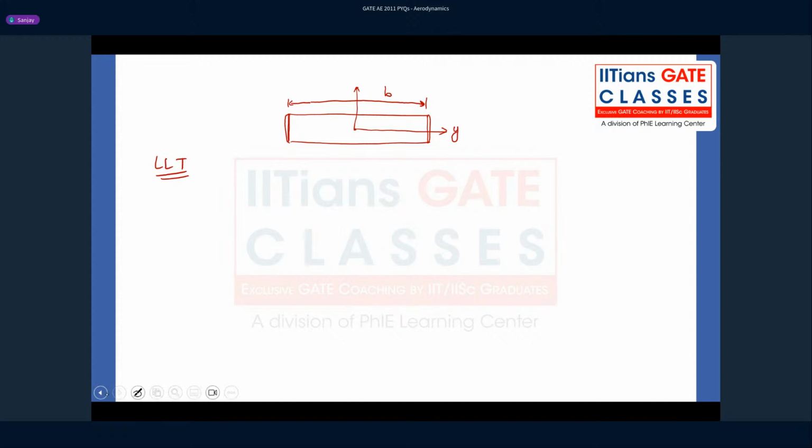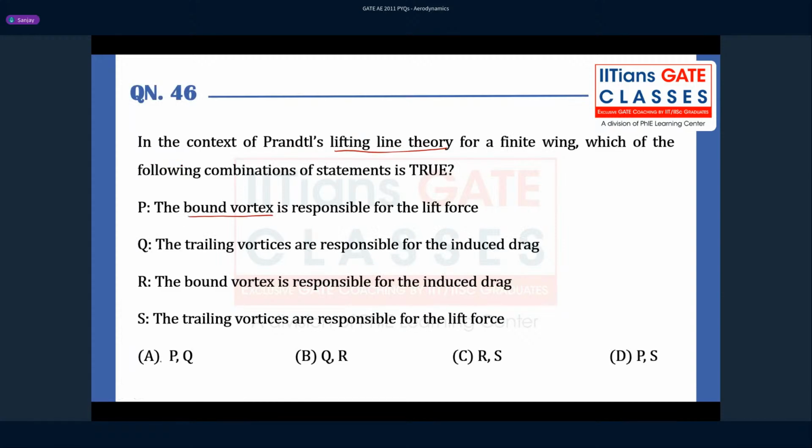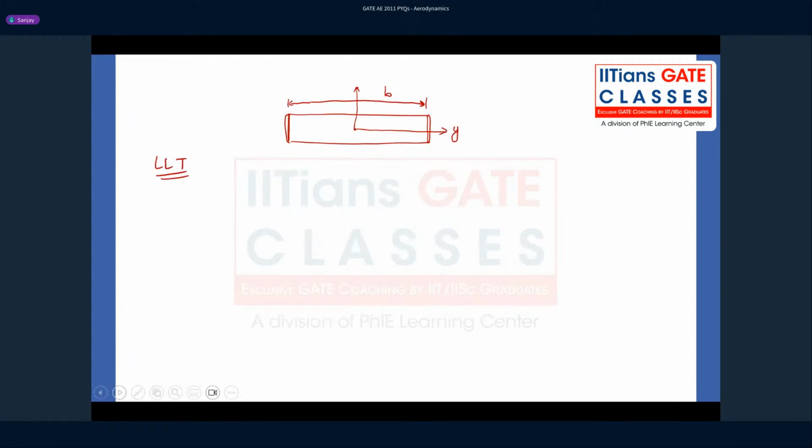Yeah, Ajinkya, you are saying it is A. Yeah, it is correct. Let's see the explanation. So Prandtl says that the wing is modeled as a horseshoe vortex system.